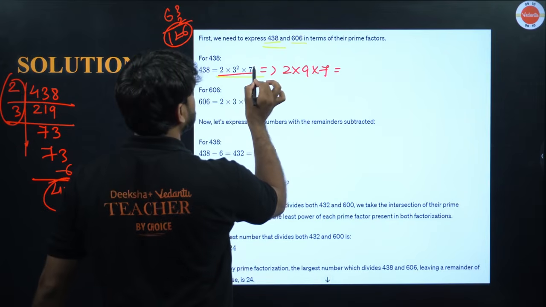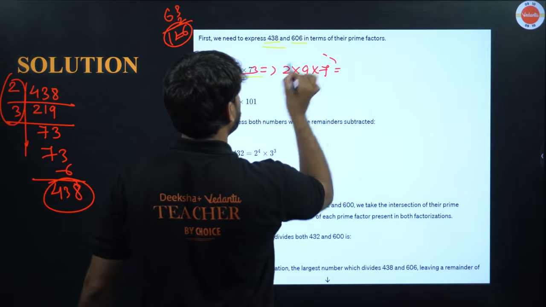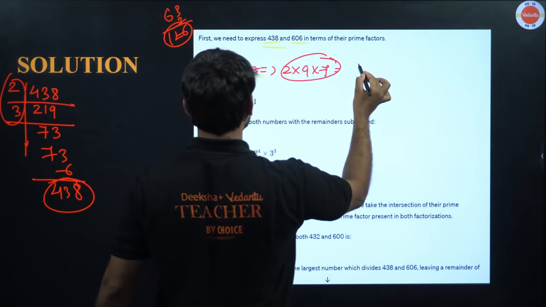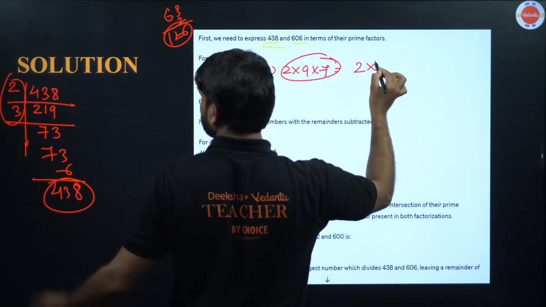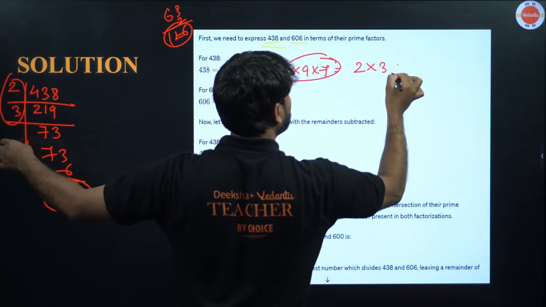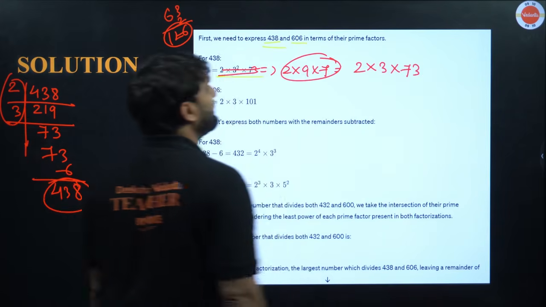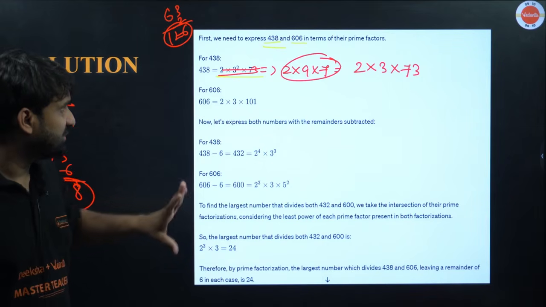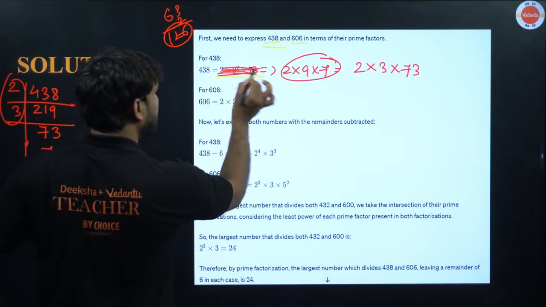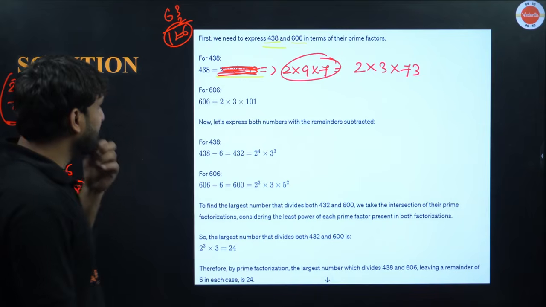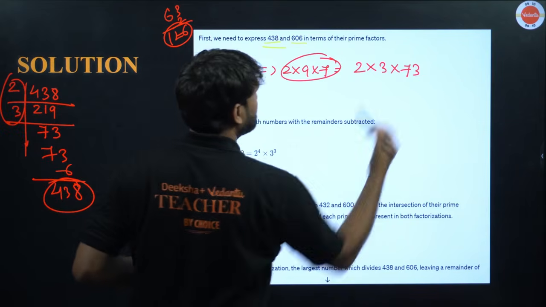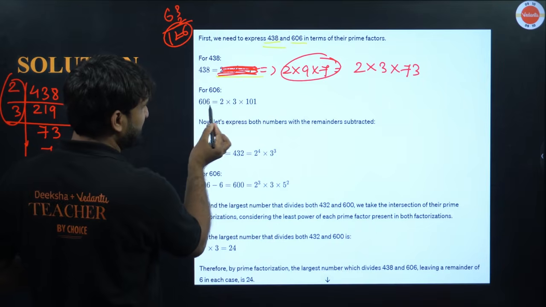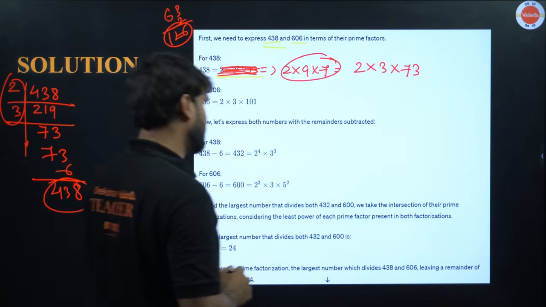So here is 3, and we have to write this as 2 into 3 into 73. This is the prime factorization of 438, and 606 can be written as 2 into 3 into 101. So here there was a mistake. Okay, so for 438 we have 2 into 3 into 73, and for 606 we have this prime factorization.